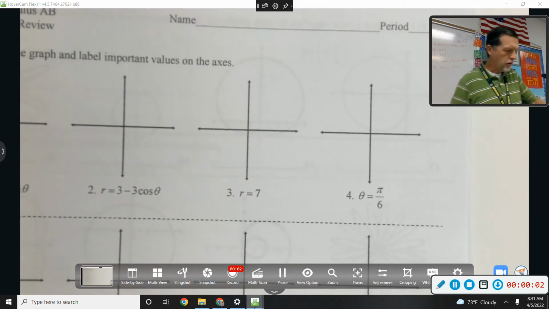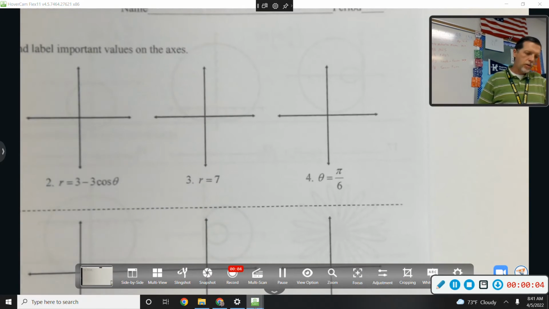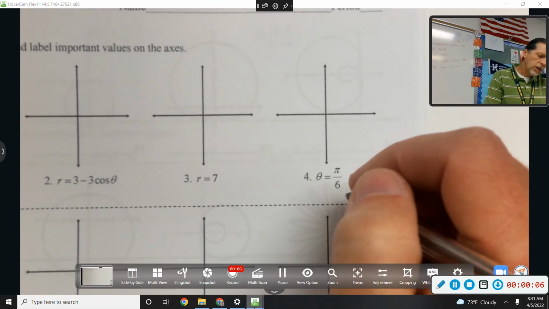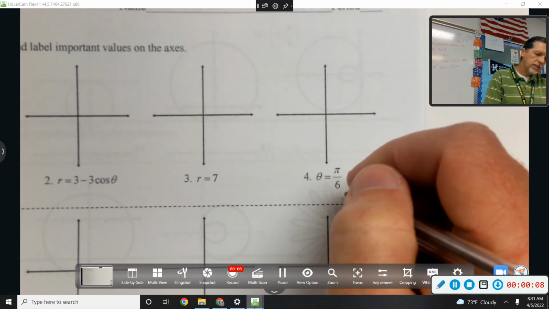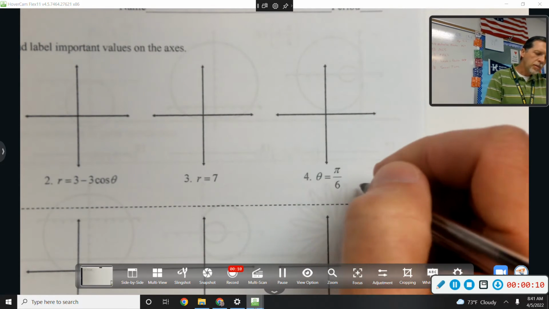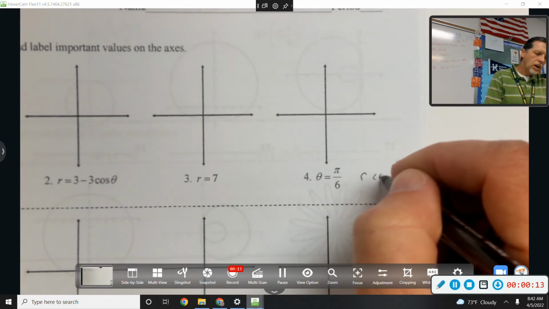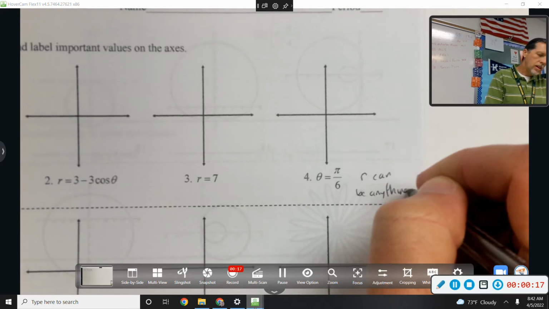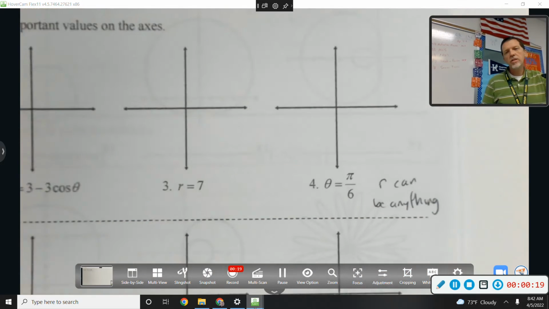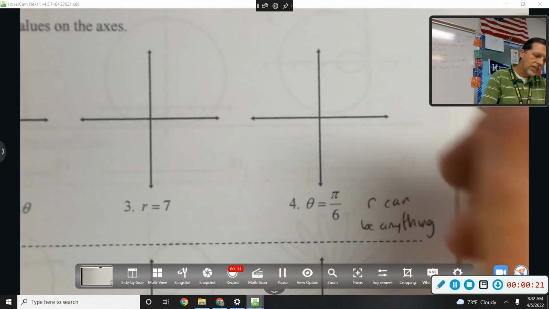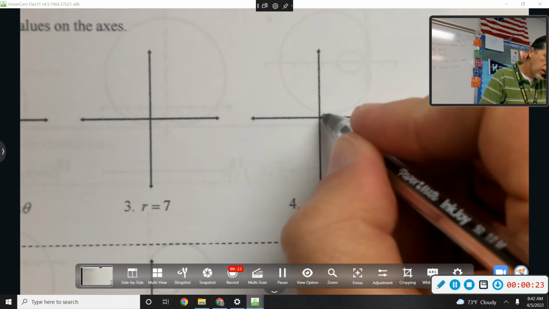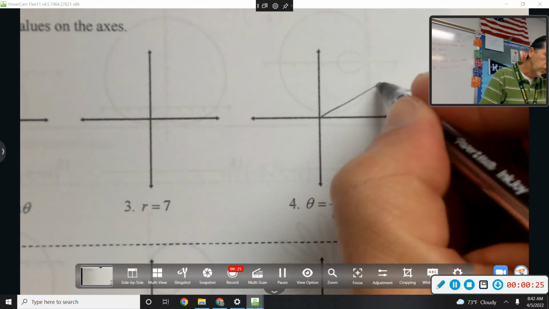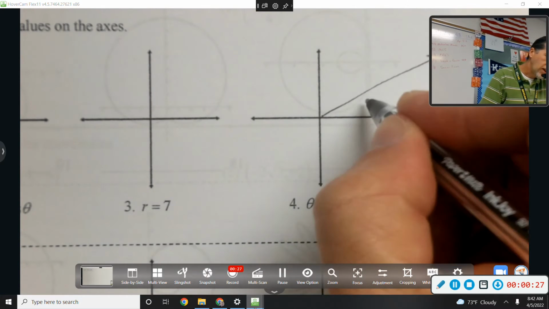So, questions from the review worksheet, number 4. Great question. Let's see, r and theta. Theta equals pi over 6. There's nothing about what r is, so r I guess can be anything, because it doesn't tell me about r. So as long as I'm on theta equals pi over 6, r could be 1 or 2 or anything.